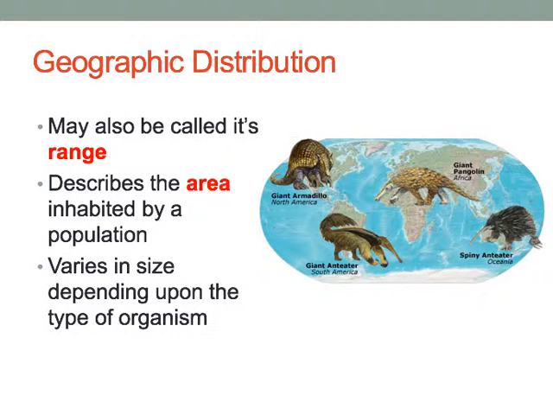So what is geographic distribution? This might also be called the range. It's going to describe the area inhabited by a population, and these can vary in sizes. So you might have a geographic distribution for, say, a frog species just around a pond. Or you may have a geographic distribution of, let's say, a whale species that would be a much, much larger distribution.